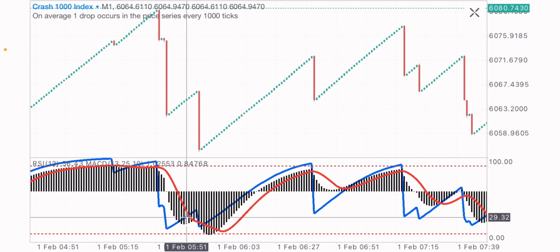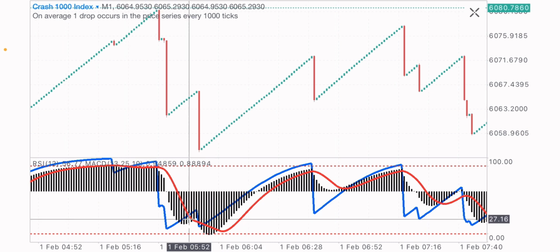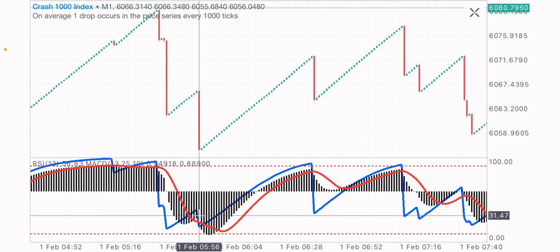We saw that here is the crossing. All right, here is the crossing. Here, 1, 2, 3, 4, 5. Then the spike came through after the 5th candlestick.